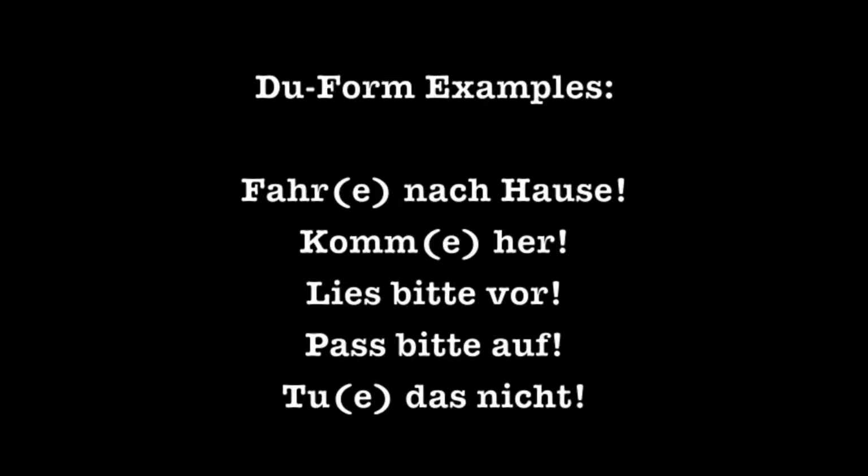Here are a few more examples of the du form. Fahr nach Hause, drive home. You can add an E there if you would like, but it's not required. Fahre nach Hause would be another form of it. Komm her, come here. Or komme her if you want to add the extra E. Lies bitte vor, read aloud please. This one you're more than likely not going to use the extra E because lies bitte vor already has an E sound in it, and it's just awkward to say liese bitte vor. Pass bitte auf is please pay attention, and tu das nicht is don't do that. You can also say tue das nicht if you want to add the extra E.